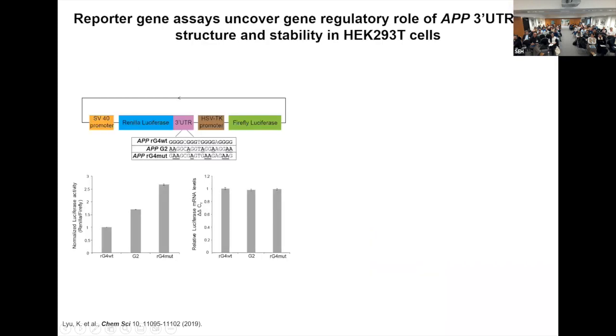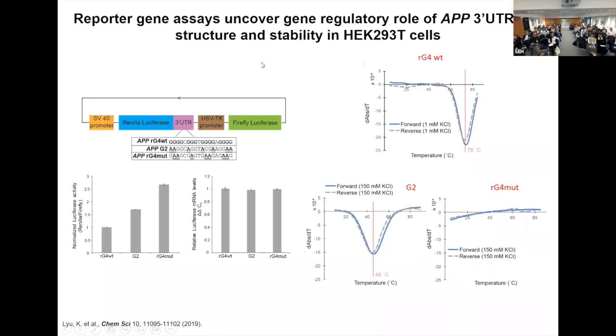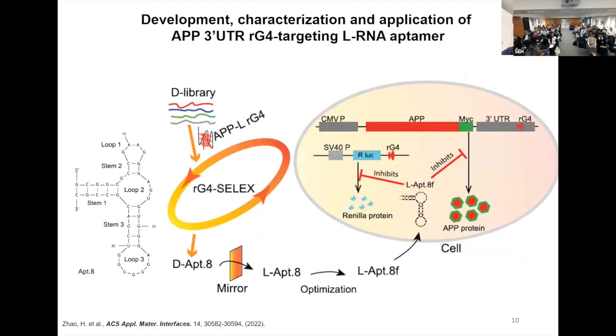I'll skip this slide. This slide is just to show you that the RG4 is important for function. The presence of RG4 will affect the translation. We use a reporter gene system to demonstrate that, and we found that by manipulating the thermal stability of G4, we can play around with the translation. These slides show that these RG4 targets are present and what kind of biological role they play, and it has paved the way for what we are trying to develop now.